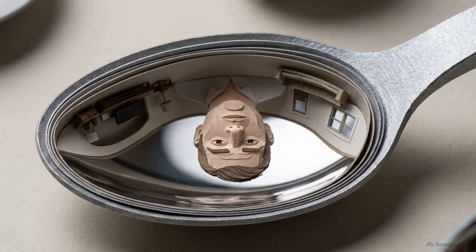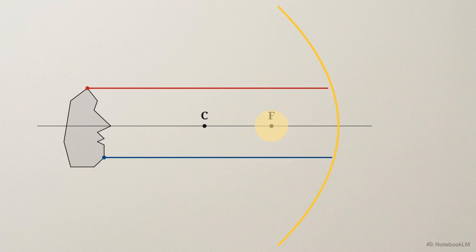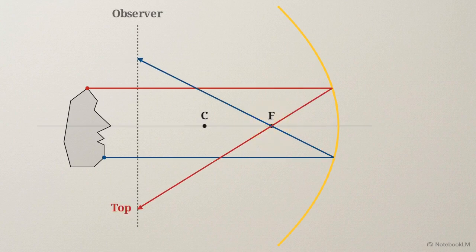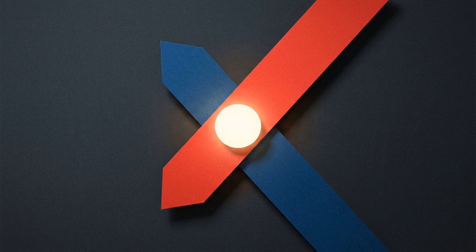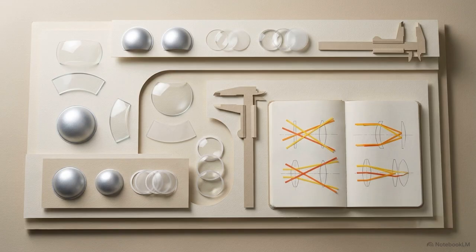Using these rules, we can see why looking into the bowl of a spoon turns us upside down. Because a concave curve forces light to the focal point, the rays actually cross over each other. The light from the top of your head keeps traveling downward after it crosses, while the light from the chin goes upward. This geometric crossing is what flips your reflection. If your eye is positioned past that focal point, you are seeing the top of your head at the bottom of the image.